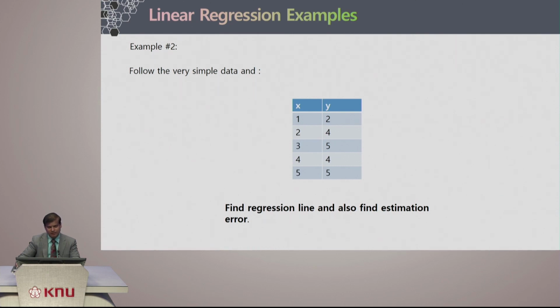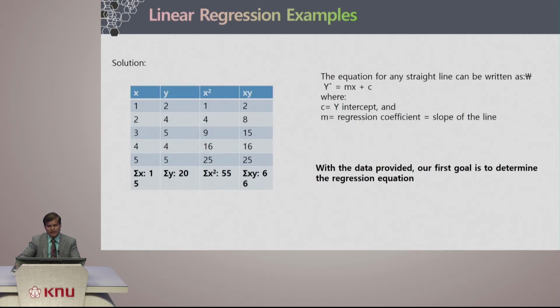This simple example also is for the linear regression model. We have x and y given to us, and we have to find the regression line equation. Also we have to estimate the error. So if you want, you can also plot and check it out, because it's very simple. Data is given to us with x as 1, 2, 3, 4, 5 and y as 2, 4, 5, 4, 5.